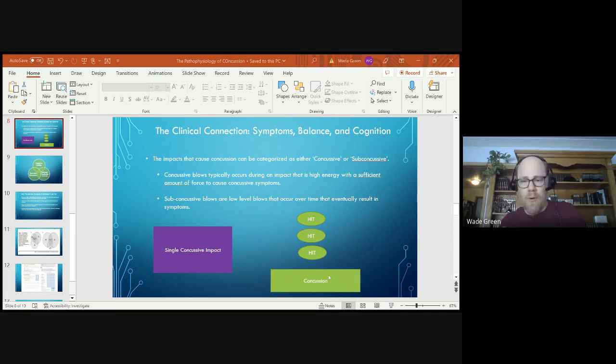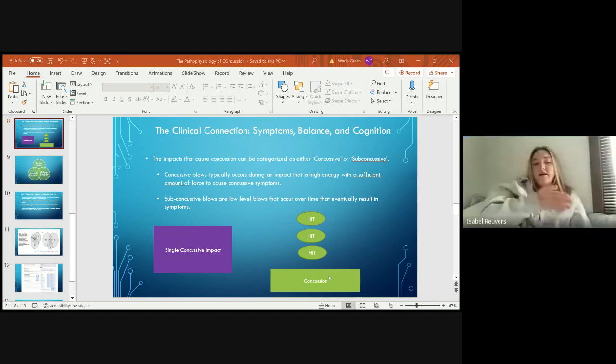So the point being is that these symptoms can happen in two different ways. We can have the big concussive blow, right? Or we can have a series of small blows over time that cause the same symptoms, right?